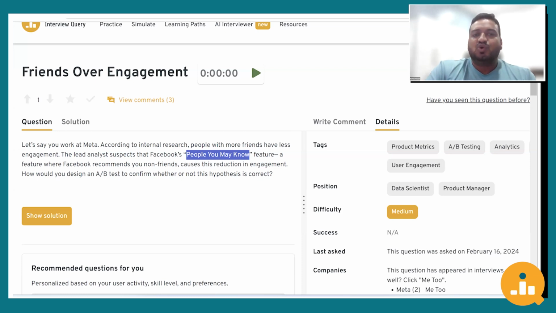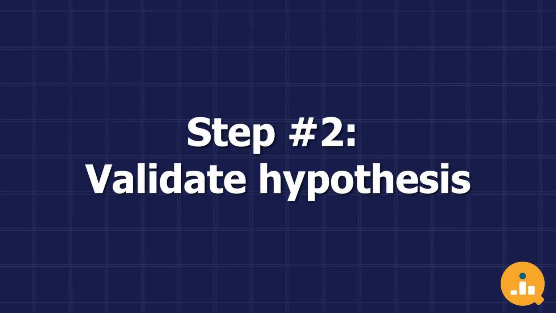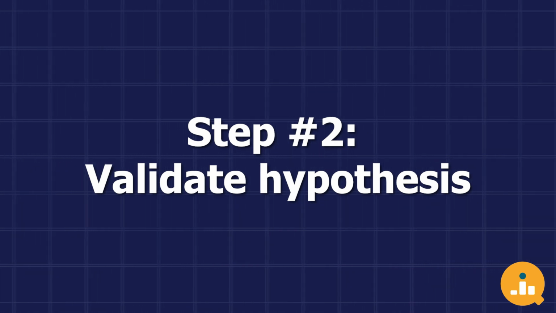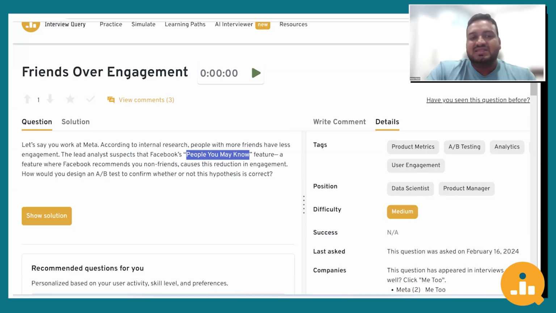After that, I would establish whatever hypothesis or claim is mentioned in the question. I would first validate it. Then I would think about how I should go about checking this problem, whether by designing a test or doing some analysis. And in the last part, I share some recommendations. So let's just follow this framework.